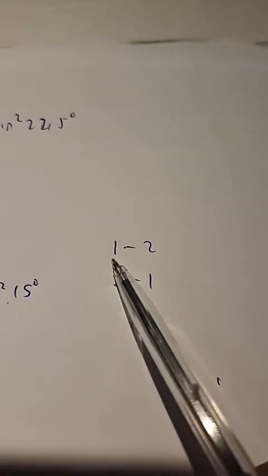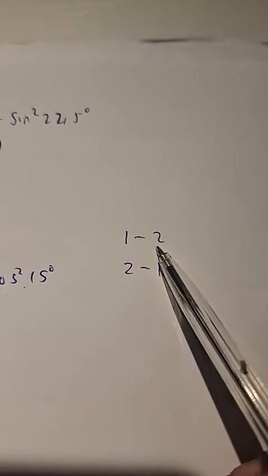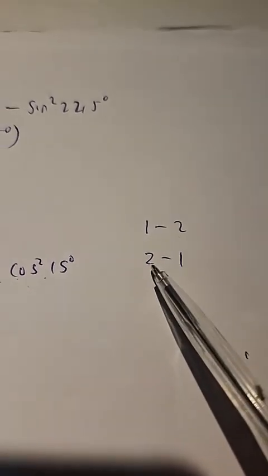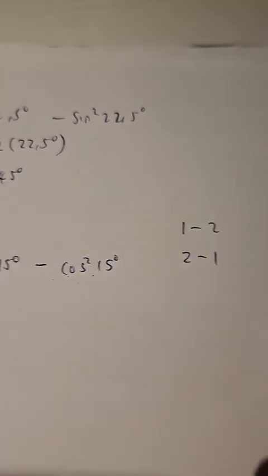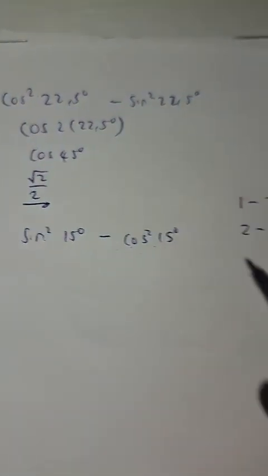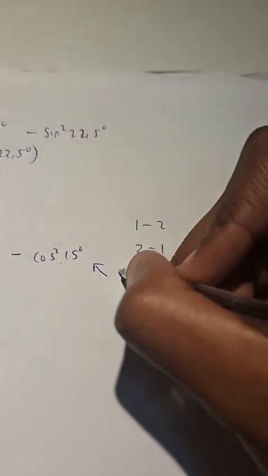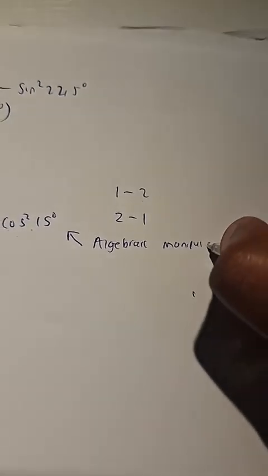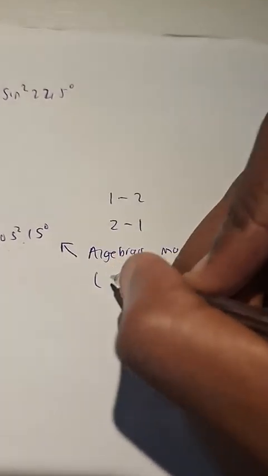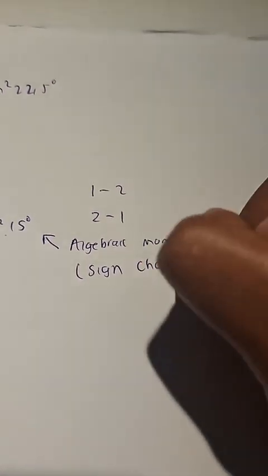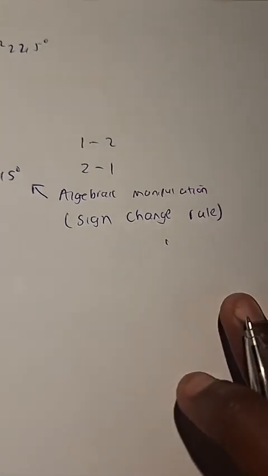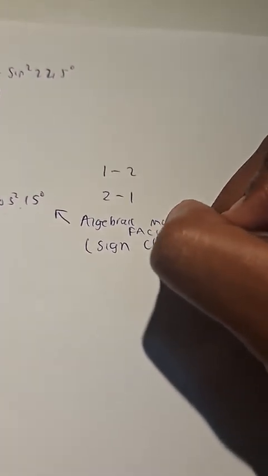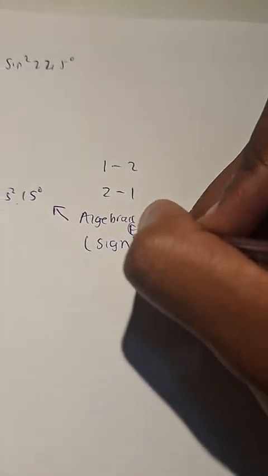So therefore, if we come here, guys, all right, 1 minus 2 is not the same thing as 2 minus 1. So I'm sure you can see that for sine squared 15 minus cos squared 15, there's some sort of algebraic manipulation that we need to apply first, something we learned in grade 10, that we refer to as the sign change rule. What was the sign change rule? If you can remember and reflect back on earlier grades, this was when we were factorizing. When we would factorize, we would apply the sign change rule.